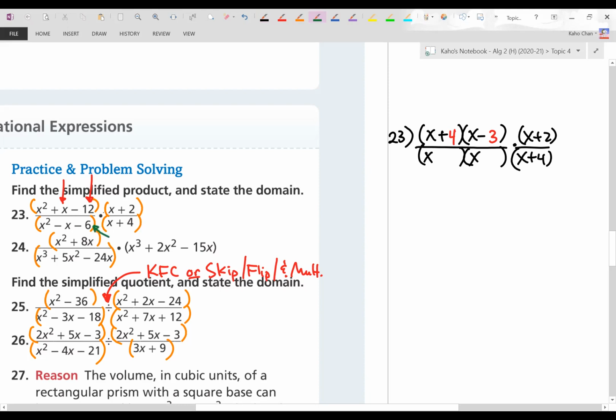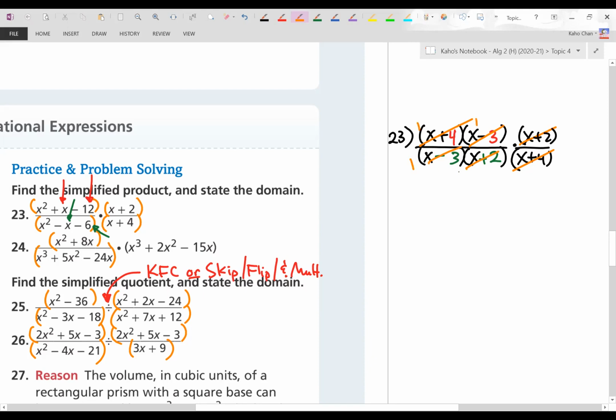So what times what equals negative 6, when added together will give me negative 1x? That's going to be 3 and 2. This time I need a bigger negative, so I'll put the negative sign right there and a positive sign right there. Very cool. Do things cancel? They do. X plus 4s go away. Woohoo! The whole thing can be canceled. X minus 3s cancel. Oh no! And x plus 2s, everything cancels.